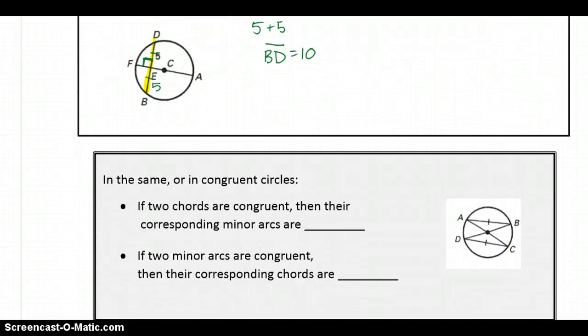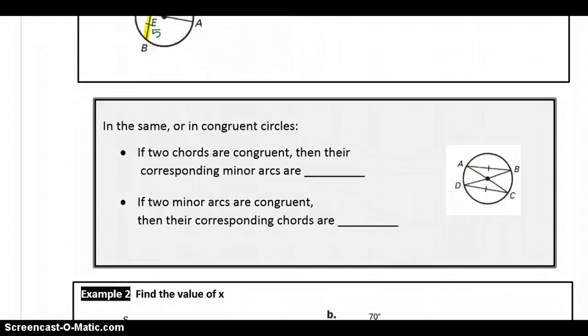Alrighty, next box. Our second property for today. In the same or congruent circles, so two circles exactly the same size, if two chords are congruent, then their corresponding minor arcs are also congruent. Same thing works backwards. If two minor arcs are congruent, their corresponding chords are congruent.